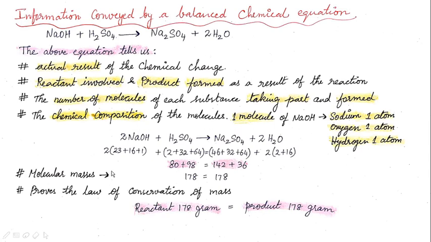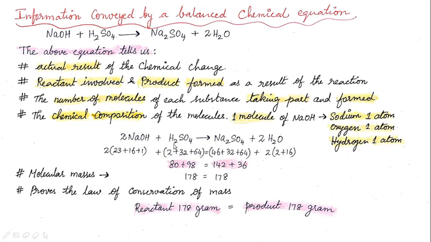The next one is the molecular mass. Again I have written this equation showing the relative molecular mass. Sodium is 23, oxygen 16, hydrogen 1. For 2 molecules of sodium hydroxide, I have put 2 outside the bracket, so it multiplies the total value. Similarly, sulfuric acid: hydrogen is 2 atoms, each 1, so 1 into 2, 2. Sulfur is 32, oxygen is 16 each, 16 into 4, 64.